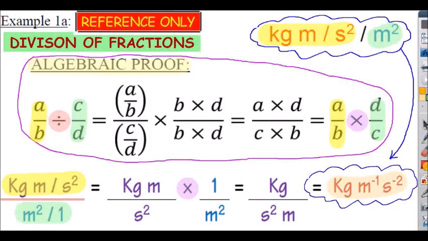Then from the above algebraic proof, that's the same as kilograms meters divided by seconds squared multiplied by the reciprocal of the denominator. So instead of having m squared divided by 1, I've written it 1 upon m squared. Now we can see that the meter in the top line cancels with the squared on the meter in the bottom line to leave us with kilograms per second squared meter, and I've just shown that in terms of the negative indices for the final answer. So again, I'm just showing this for reference, as some students do find the fraction manipulation quite difficult, especially when it's presented on one line, as I often do within these notes.